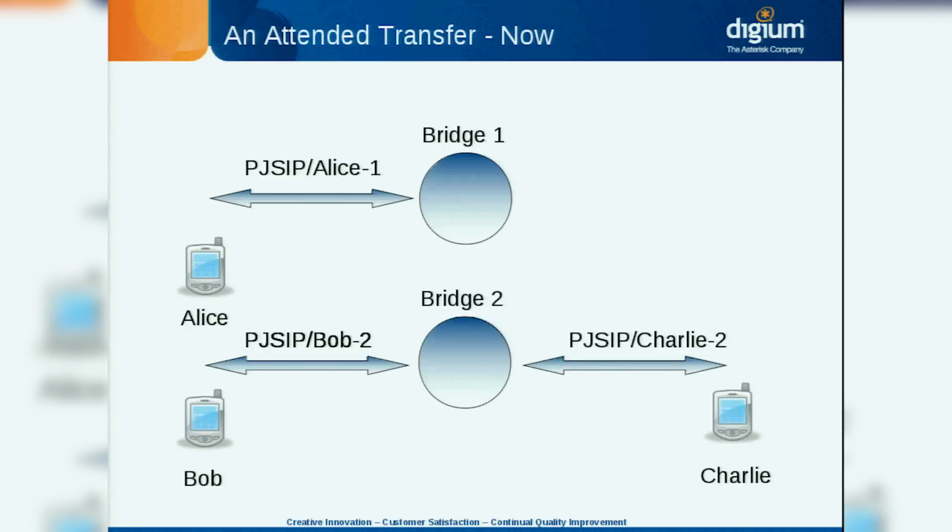When Bob talks to Charlie, we just make a new bridge. And that bridge manages the communication between Bob and Charlie.